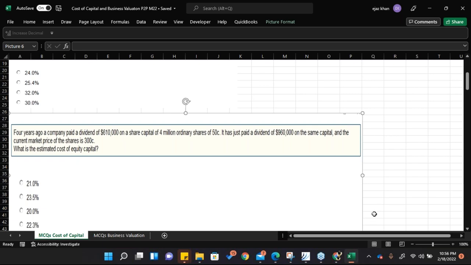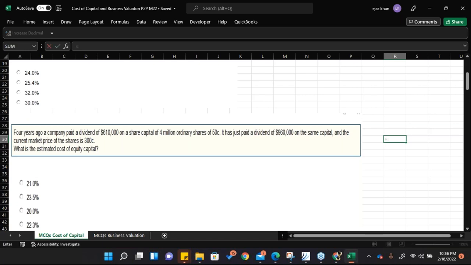So first of all, we have to calculate the growth rate. It's advisable to calculate growth rate using per share dividend rather than the total dividend, because sometimes the total dividend figure may increase because of increased number of shares. And if the total dividend has increased because the number of shares has increased, that's not considered to be a growth. So growth is advisable to be calculated based on the per share dividend.